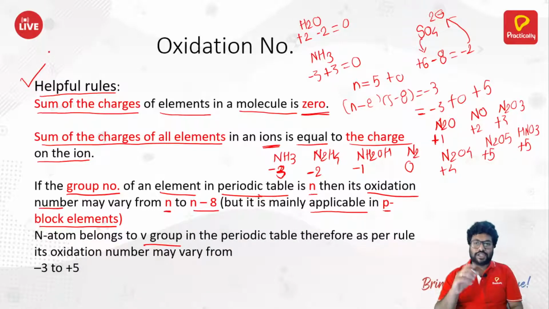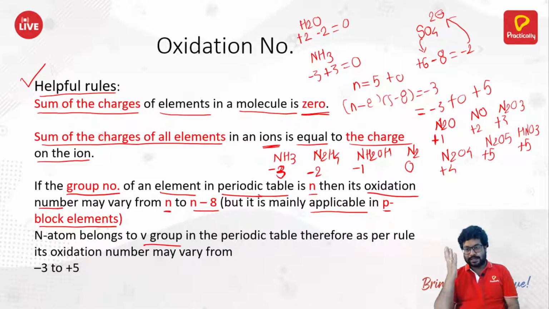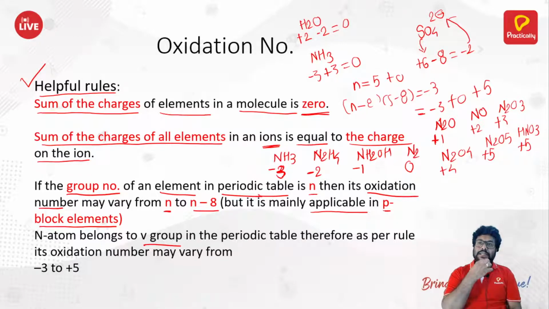Similarly, if you look at oxygen, oxygen's group number is 6. Oxygen can show oxidation state from minus 2 to 6. Now remember, this rule is applicable to nitrogen only. I mean, if you look at the second period, it is applicable only to nitrogen. Oxygen is in the same period as nitrogen, but it is not applicable to oxygen, nor is it applicable to fluorine. But if you go to the next period, which has phosphorus or sulfur in it, for them it is exactly applicable. For example, sulfur.